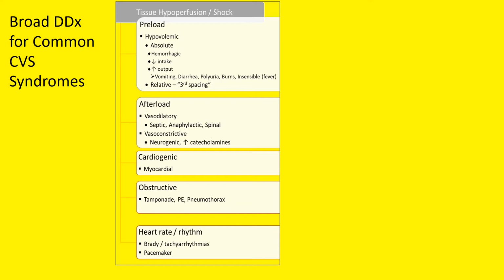Then, afterload. Okay, I'm going to come to afterload at a later stage. Okay, preload, and then you talk of cardiogenic. You can have myocardial causes, and I saw the ST elevation on the monitor, and therefore I'm worried about whether this is an MI and so on. Then you'll have to say the other causes of low stroke volume will be obstructive shock: tamponade, PE, pneumothorax. These are things that come to mind. His heart rate and rhythm seem okay, so I don't think that's a problem.